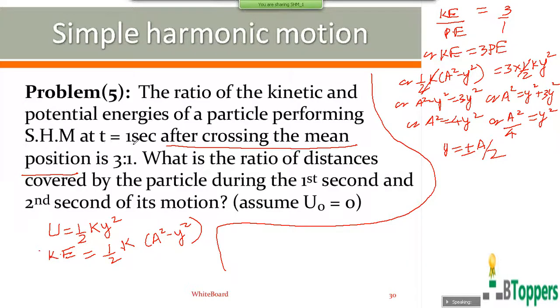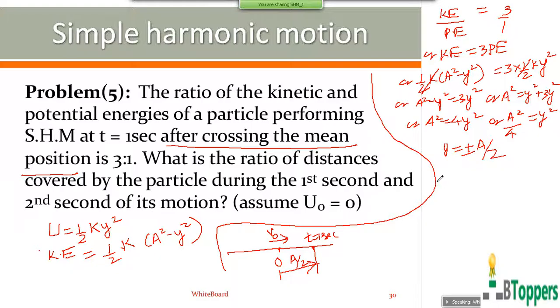It is given that at the instant t equal to 1 second after crossing the mean position, the ratio of the kinetic and potential energies is 3:1. That means if the particle is initially at the mean position with its velocity directed in the positive direction, v naught being the initial velocity at the mean position, then at t equal to 1 second, you get y equal to a by 2.